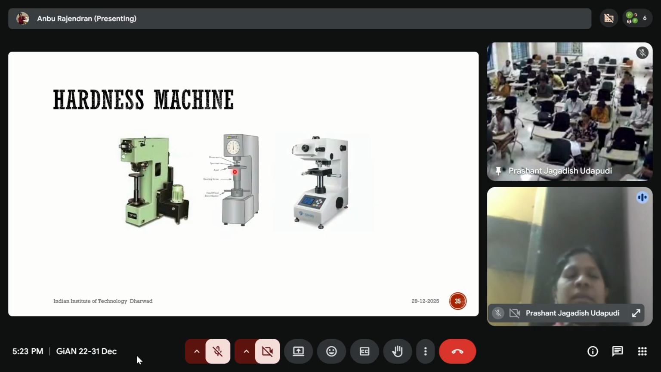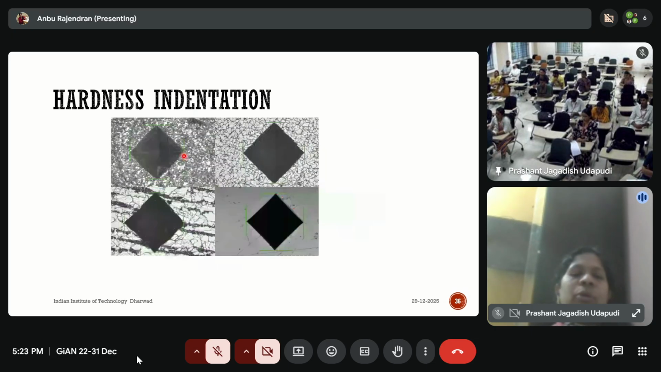Okay, this is the Brinell, Rockwell, and the Vickers machine. So you can see when you are doing a hardness test, there will be an indentation. This is a typical indentation by a Vickers micro Vickers hardness test, right? So load divided by the area of the indentation will give you the hardness value.